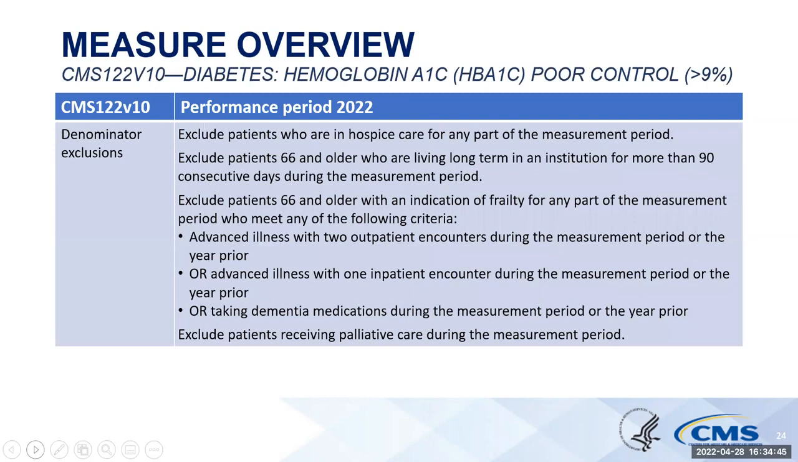This slide contains the denominator exclusions for CMS 122. Like we saw with CMS 165, some of the same exclusions apply to this measure, like patients who are in hospice care, patients 66 and older who are living long-term in an institution for more than 90 consecutive days, patients with an indication for frailty, and patients receiving palliative care. Again, the denominator exclusions will remove a case from the measure population and denominator before determining if the numerator criteria are met.